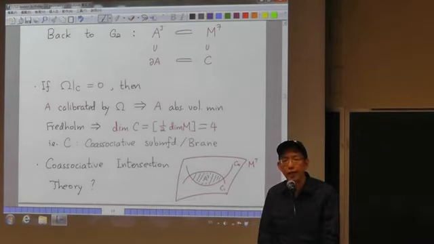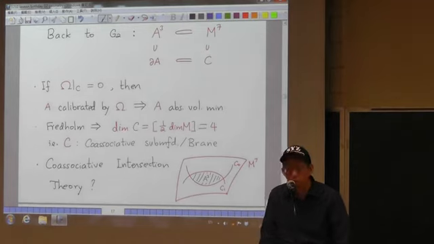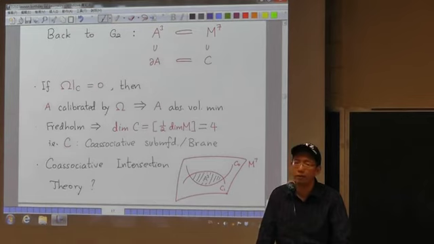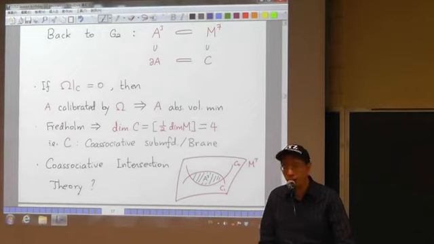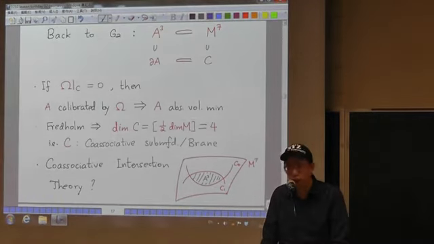Now we go back to the case that we are interested in, G2. Again, in this case, we will be counting associative submanifolds, three-dimensional submanifolds in M, also with boundary. The boundary will be in a submanifold called C. Okay, so let's see what boundary condition this imposes.